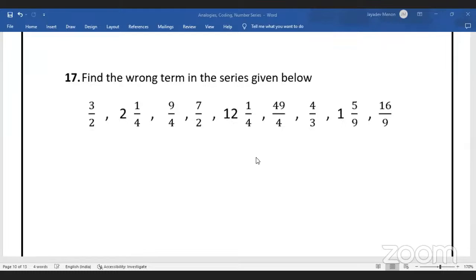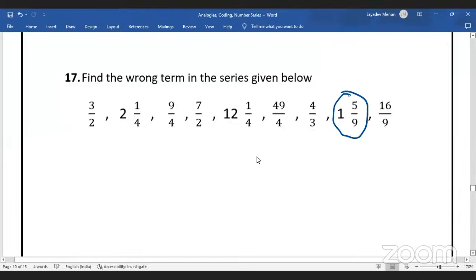Very good, Nivedita. 1 and 5 by 9 is the answer. The answer is 1 and 5 by 9. If you are looking at the terms, the first term is 3 by 2. Now, 3 by 2 whole square is 9 by 4. So we have 9 by 4 here. This 2 and 1 by 4 is 4 into 2, 8. 8 plus 1, 9. 9 by 4. So actually, we have 3 by 2.